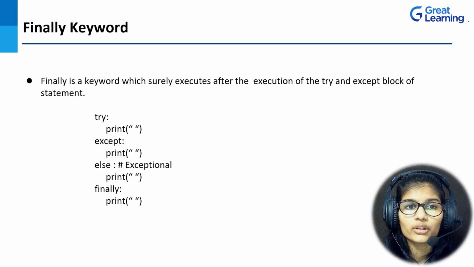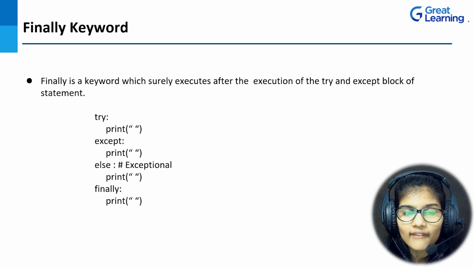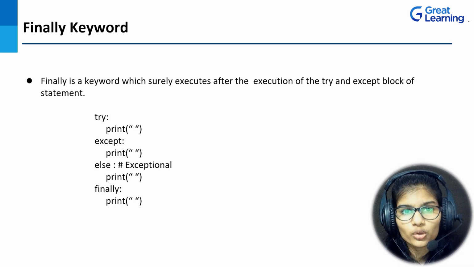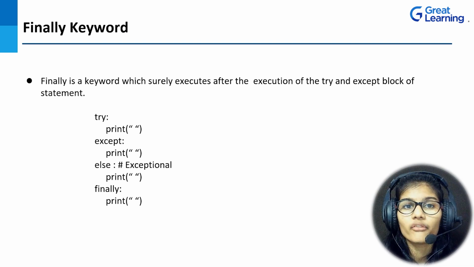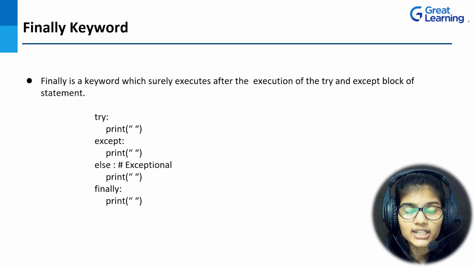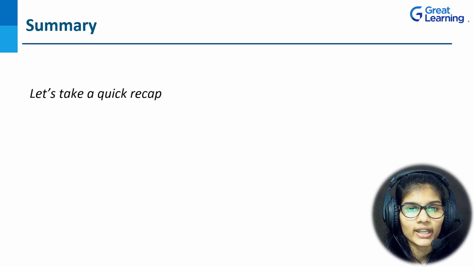And at last we had seen about the finally keyword, what the finally keyword is and how we execute it. Either your try block executes or your except block executes, it doesn't matter, but what matters is that your finally keyword will surely get executed, no matter whether you are having any exception or not having any exception in your program. Your finally keyword will get executed, right?